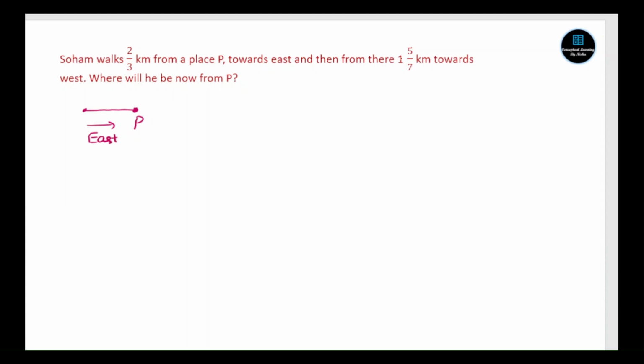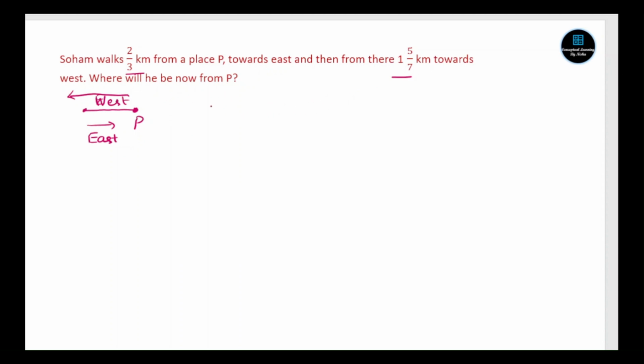Now he walked from P towards west. So this is west, right? Now see, these are opposite. So if I consider this distance as positive, then I have to consider this distance as negative because they are opposite to each other.